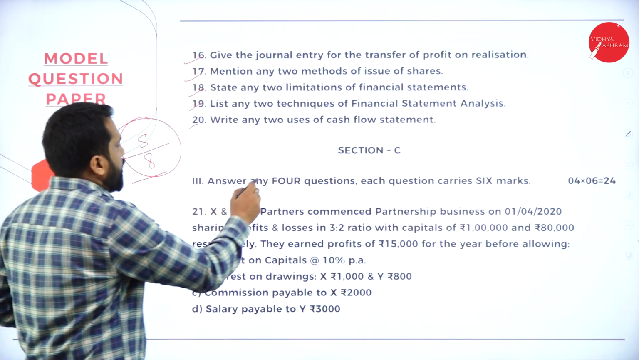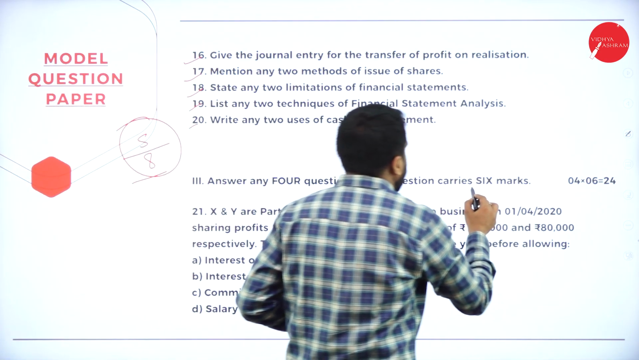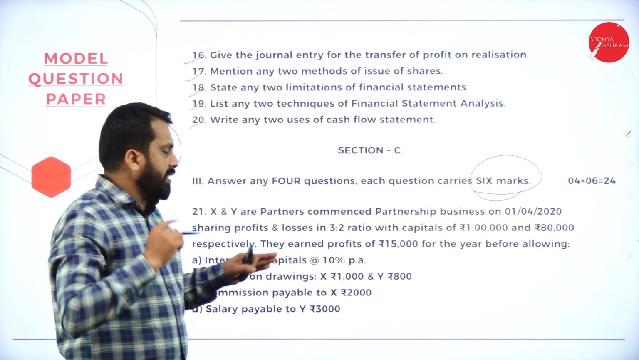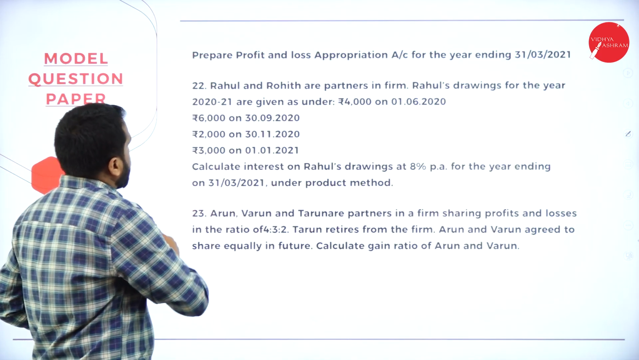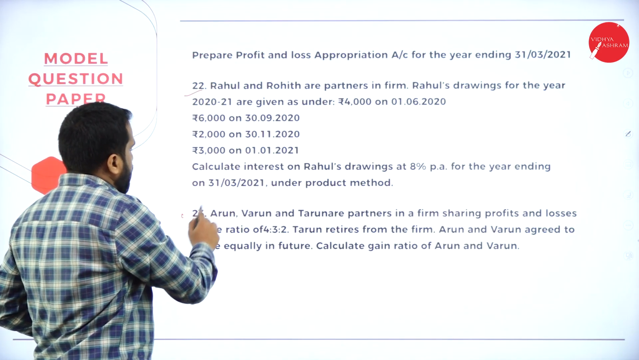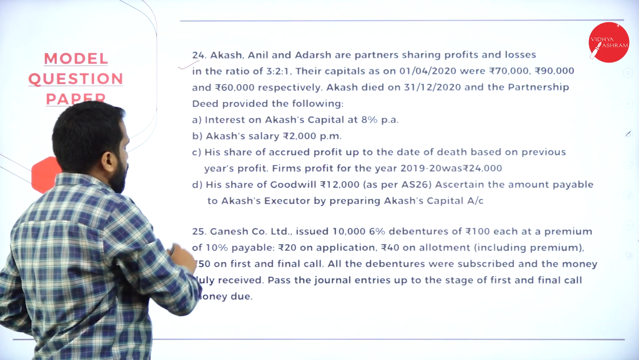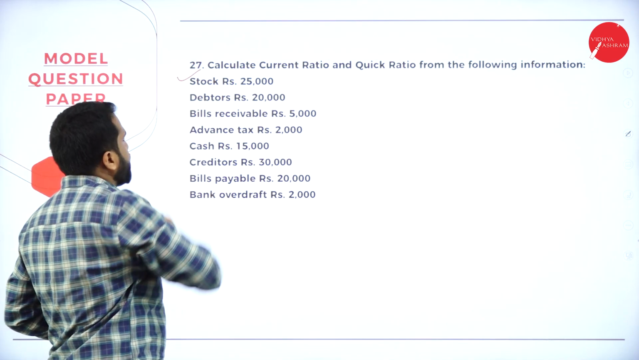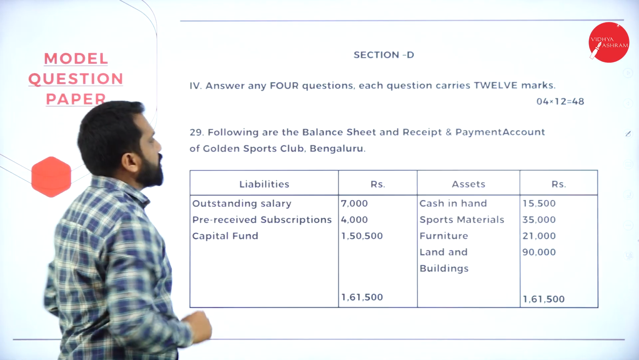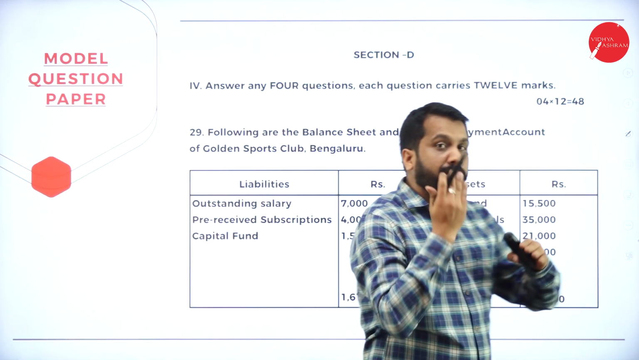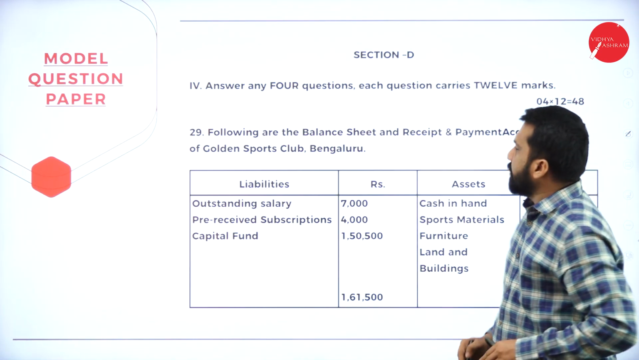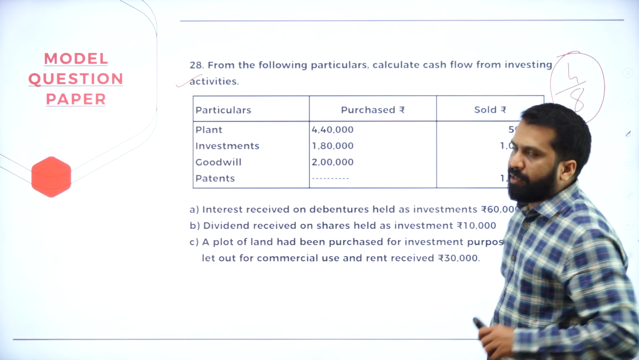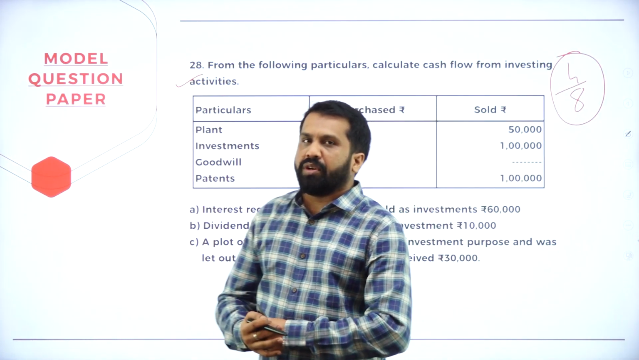Then, answer any 4 questions. Each question carries 6 marks. Now, your main part will start in this. Question number 1, question number 2, 3, 4, 5, 6, 7, 8. So, out of 8 questions, almost 50%. Yes, out of 8 questions, you are supposed to attend only 4. That is the advantage you have.